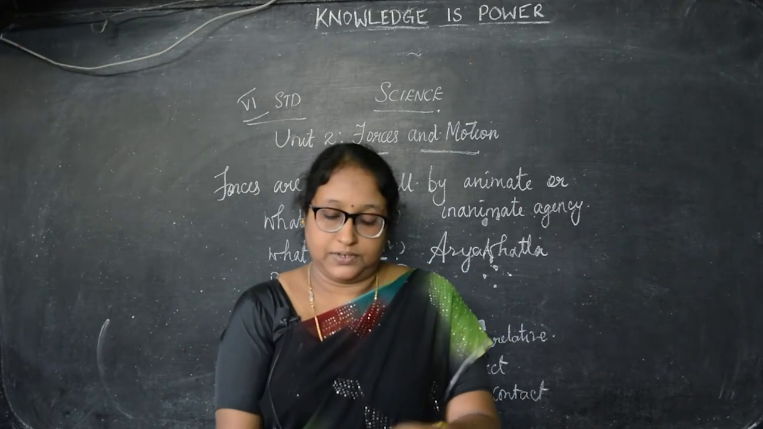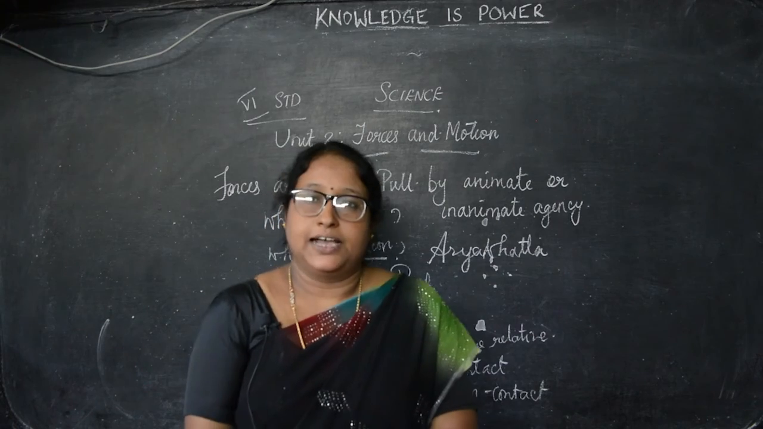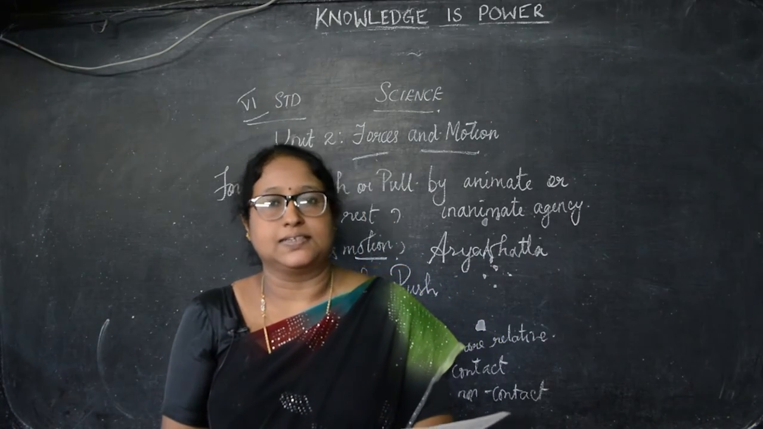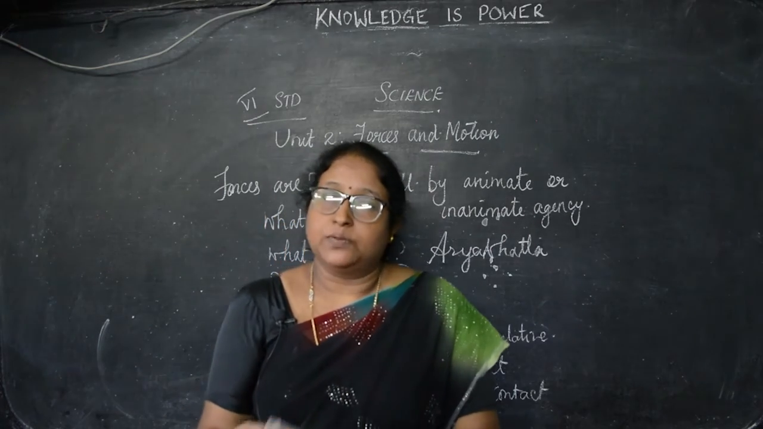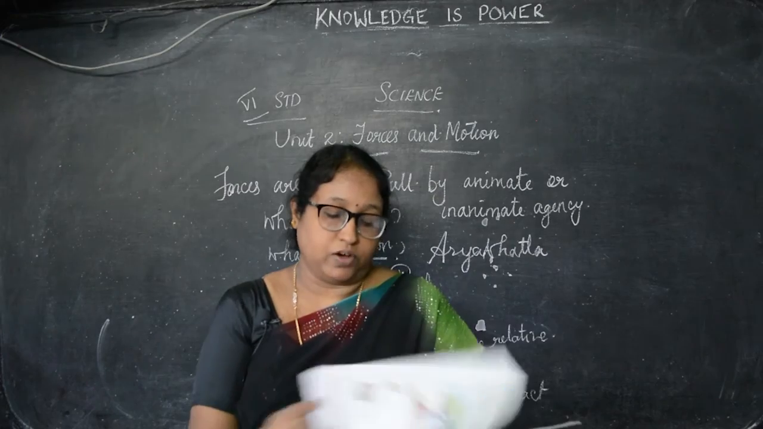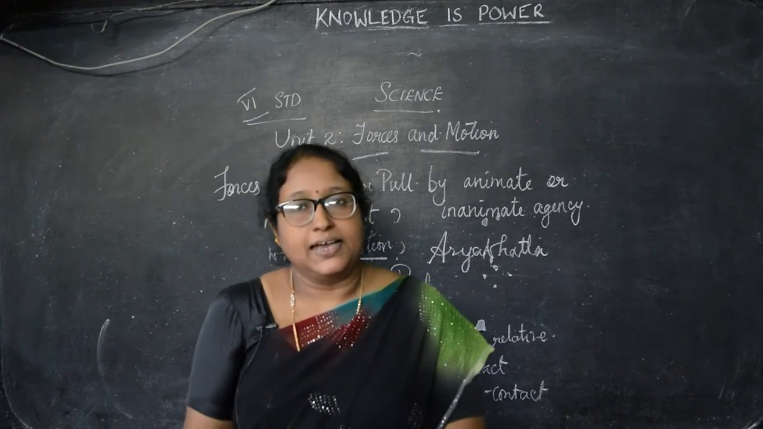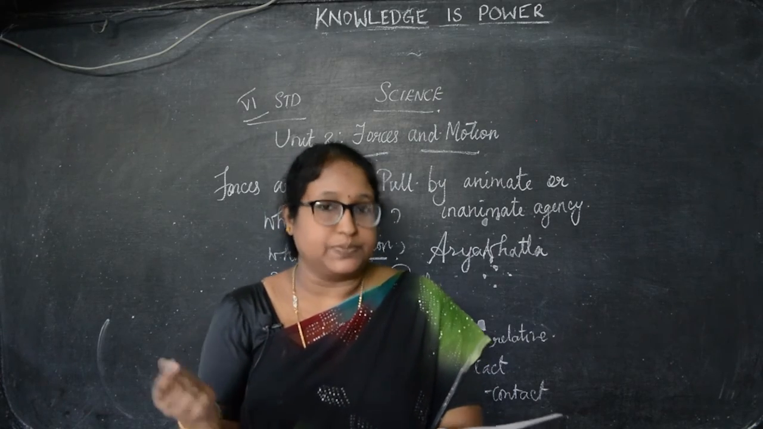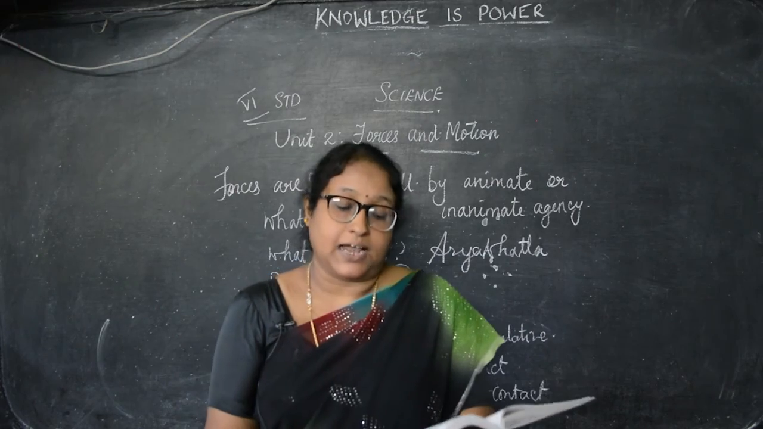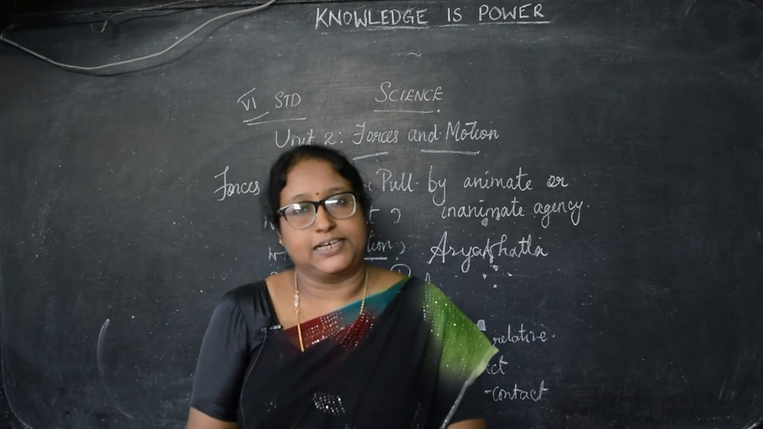In the next class we'll see the other half of the lesson, children. I think you have understood this. So what we saw, what is rest and what is motion: rest is nothing but stationary, and motion is the movement of that. Next we saw that both rest and motion are relative to us, and what are animate and inanimate agency. Animate means contact force, inanimate means non-contact force. In the next class we see about the contact and non-contact force, and then what types of motion we are going to see, children.